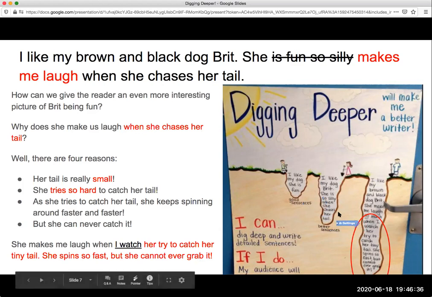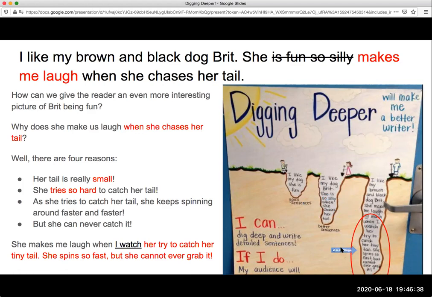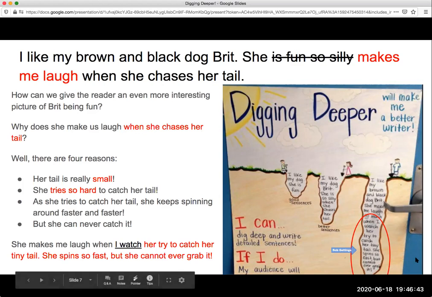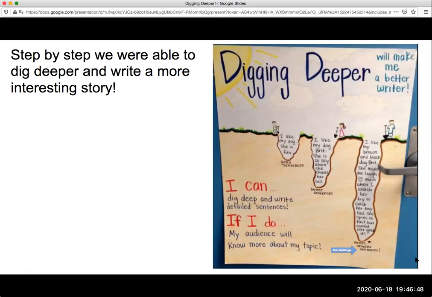If you look at the third essay, it got deeper and deeper with more explanation, with more pictures, with more information, with adjectives, with interesting verbs. So step by step, we were able to dig deeper and write a more interesting story. Now, there is no right or wrong way to do it, but deeper, more detail, more adjectives, more interesting words, more pictures usually makes our essay or story more interesting and more easy to understand for the reader.